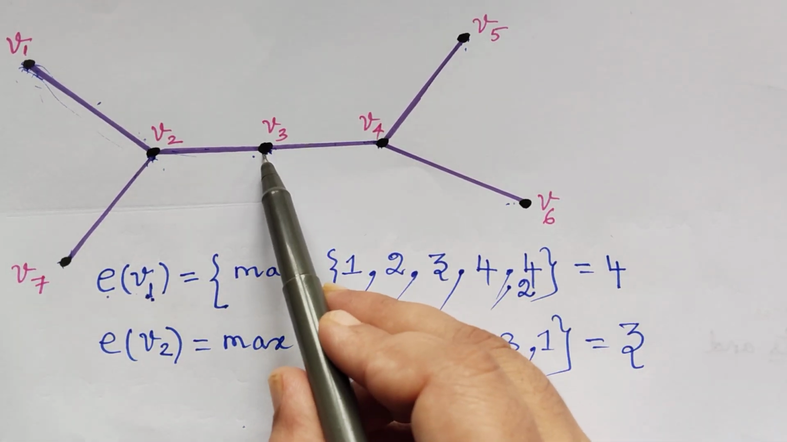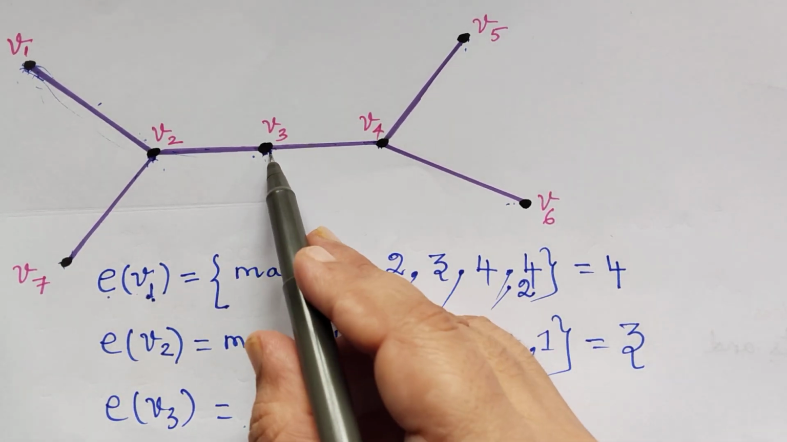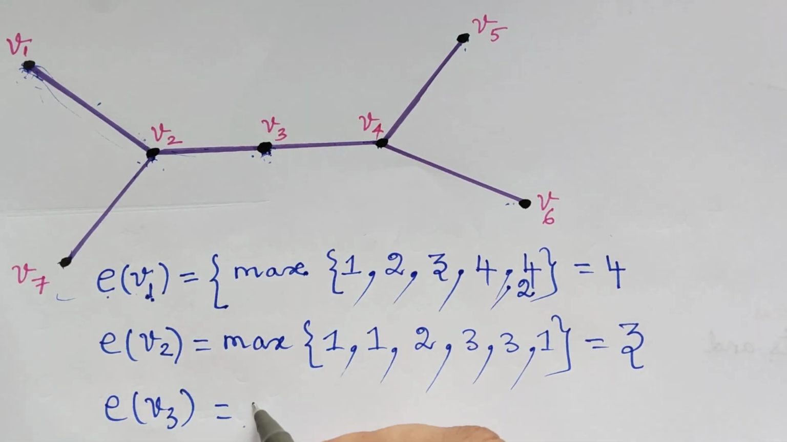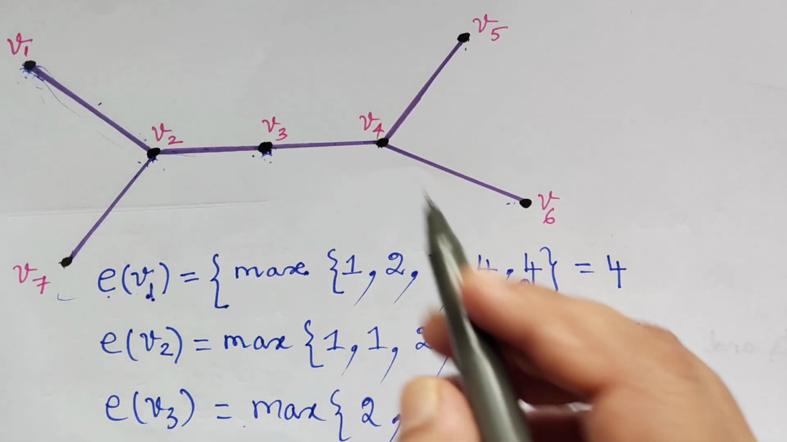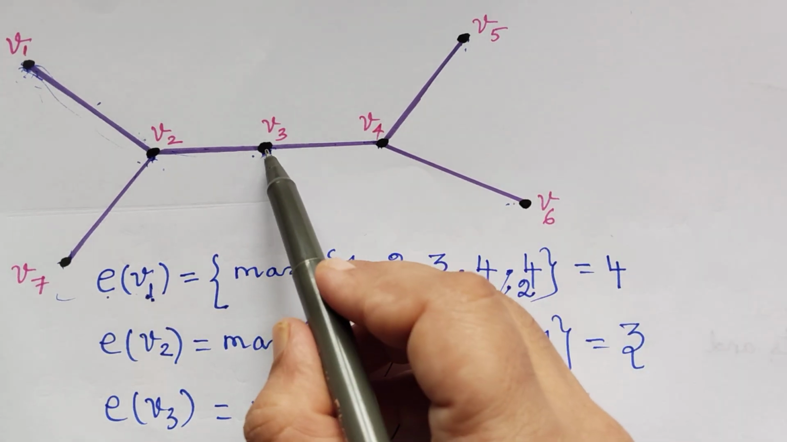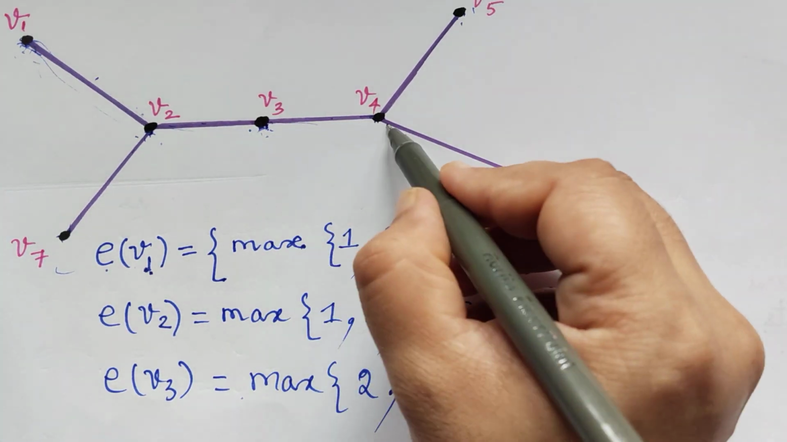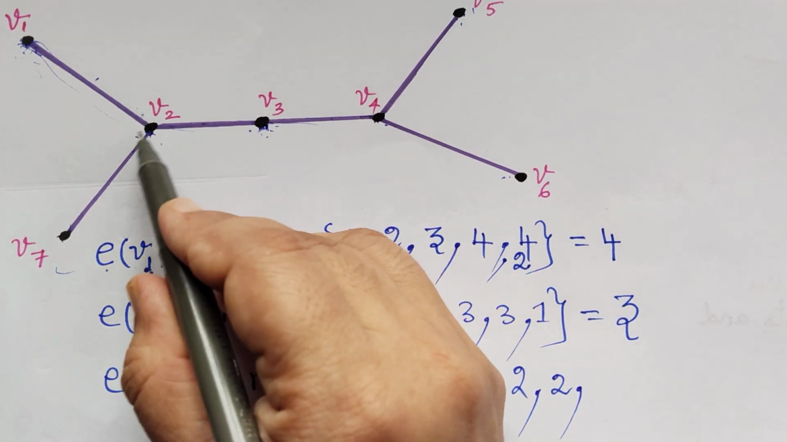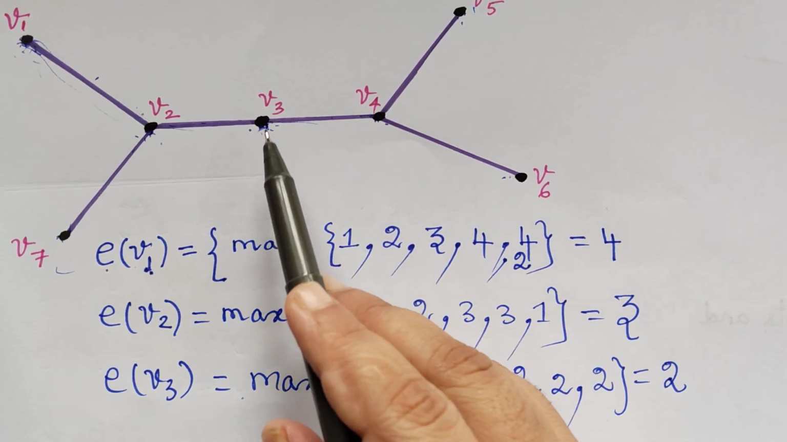In a similar manner we have to calculate for V3. What about the eccentricity of V3? It is the maximum distance of V3 from the other vertices of G. From V3 to V1 is 1, 2, so 2. From V3 to V2 is 1, only one edge. Then V3 to V4 is also one edge. Then V3 to V5 there are two edges, V3 to V6 again two edges, and V3 to V7 is also two edges. Finally the maximum of all these values is 2. Therefore the eccentricity of the vertex V3 is 2.